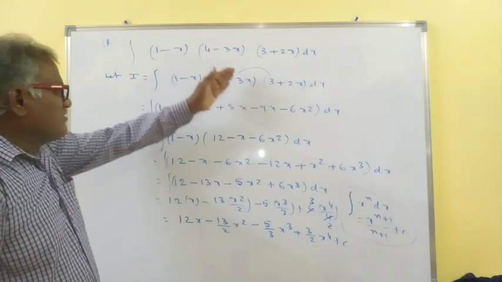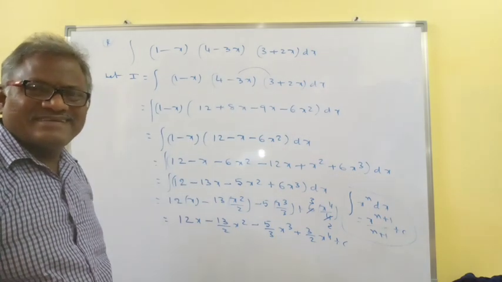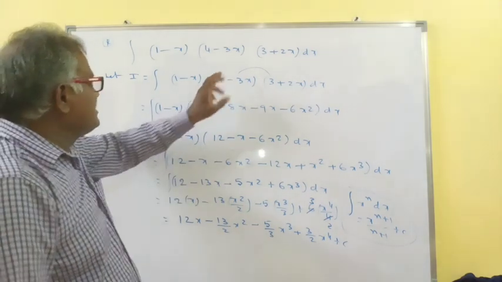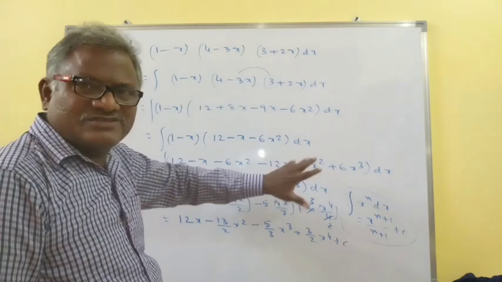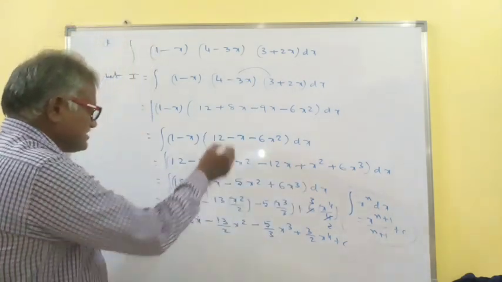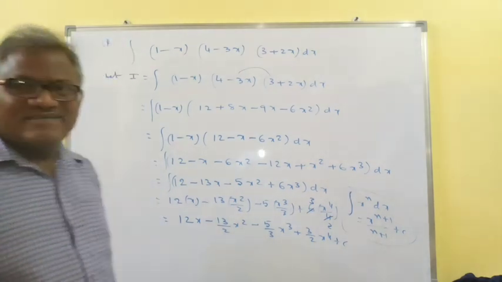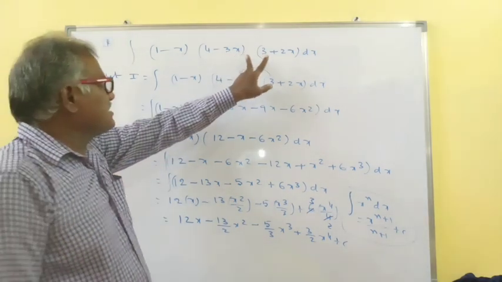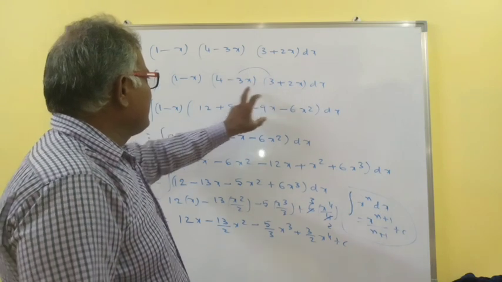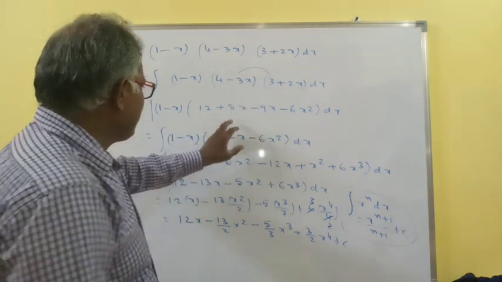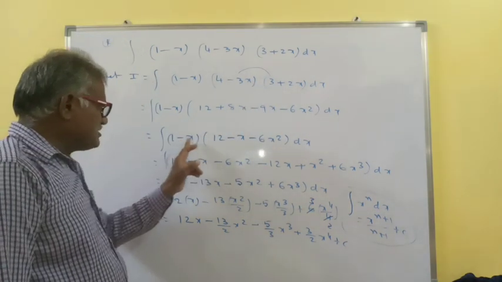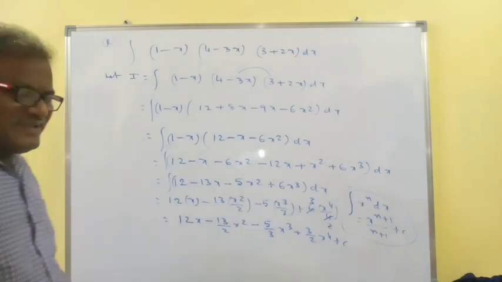Just only simplification. You feel there is difficulty, but it's a very easy one. Just one by one you have to simplify. Okay. First of all, you should consider these two brackets and multiply each and every term. After simplifying, you should multiply with this bracket. Okay. Next.